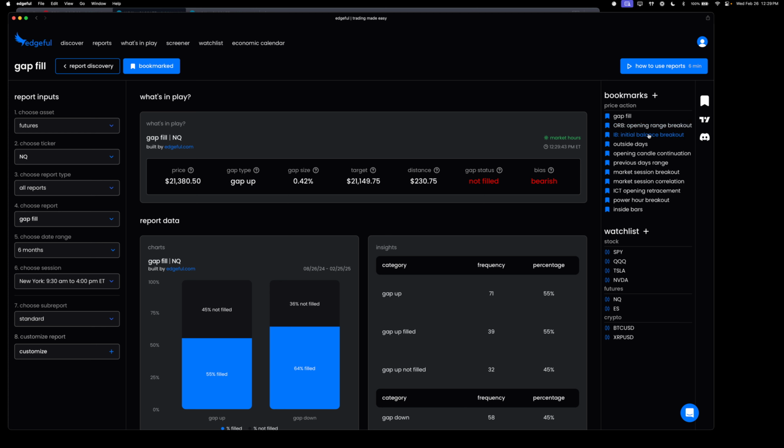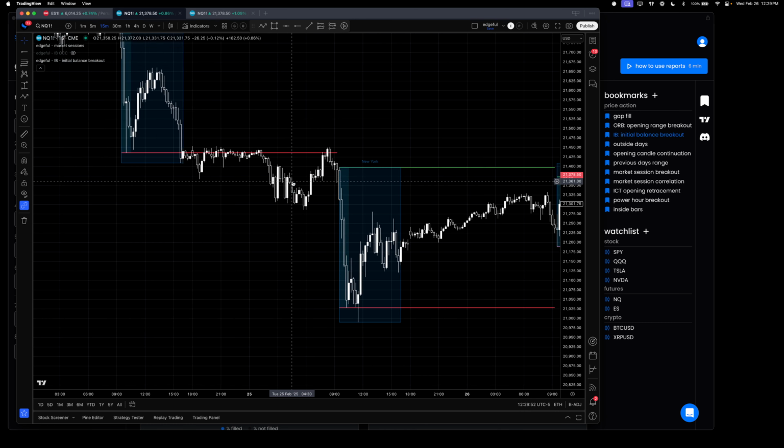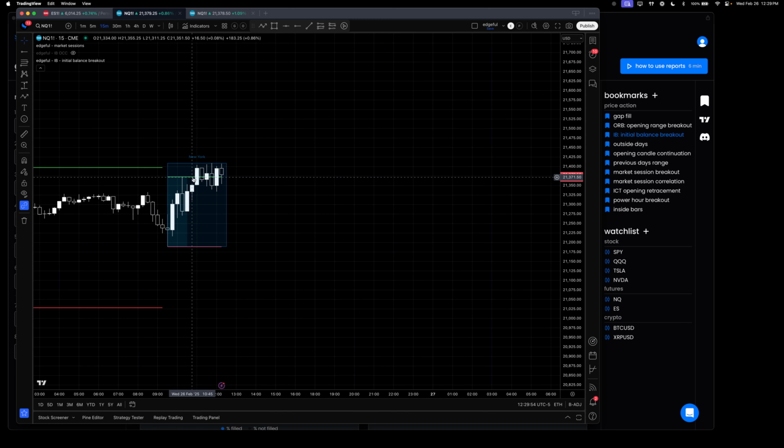The opening range breakout and the initial balance are two reports that set up every single day. It's just the high and the low of the first 15 minutes and the first hour. So if you go here, you can see this is the high and the low of the first hour. You can see right here, this is what is actually going on today.